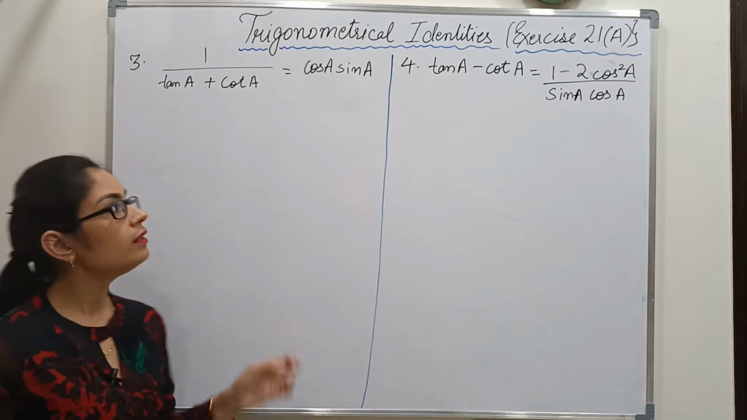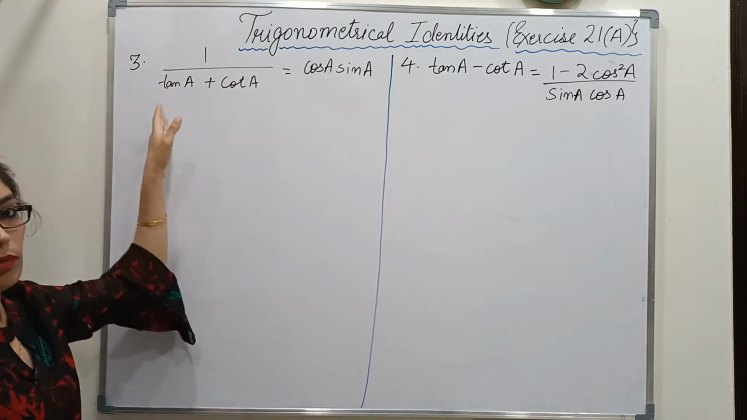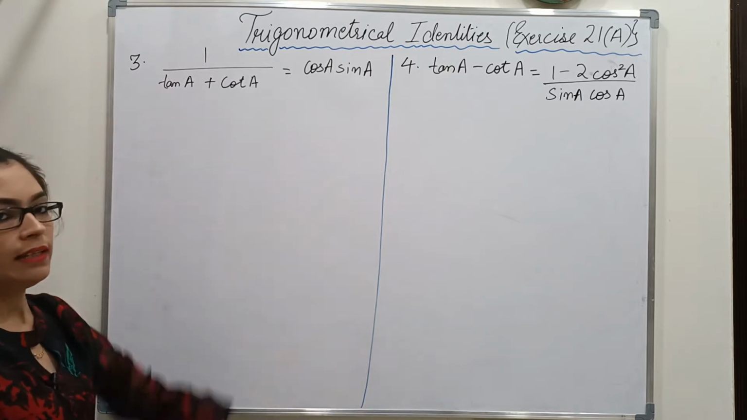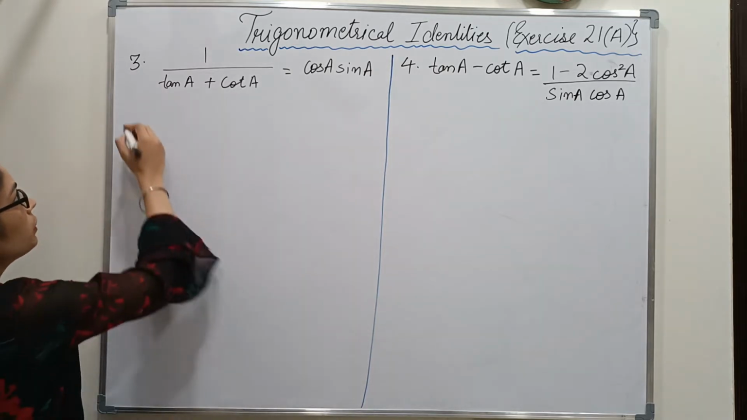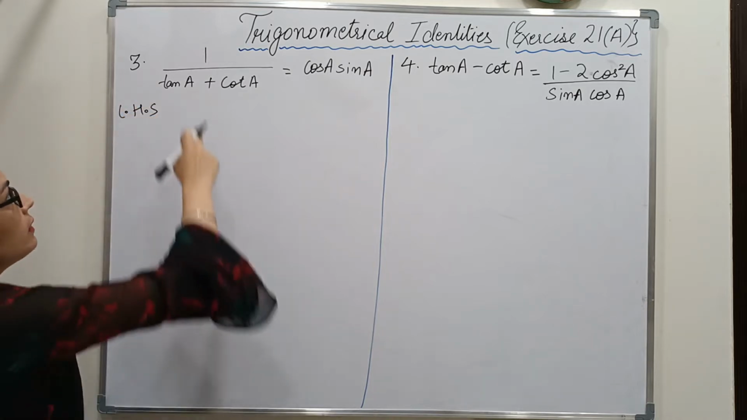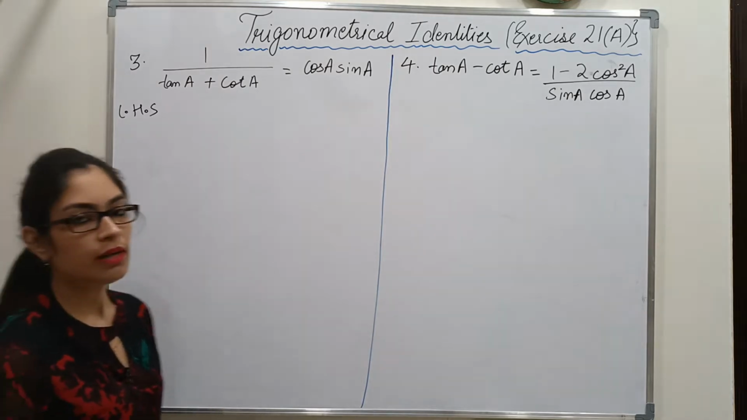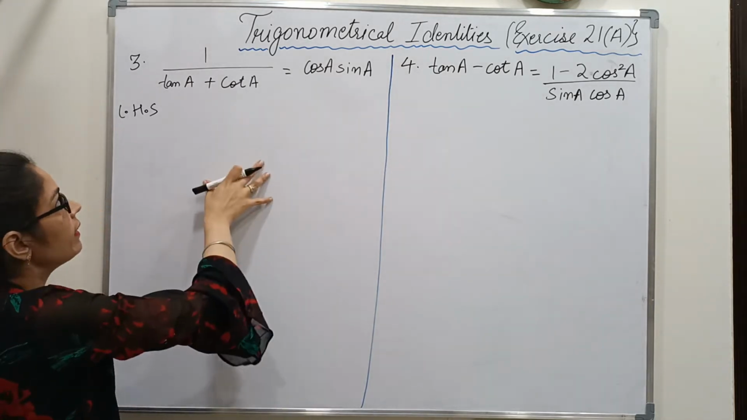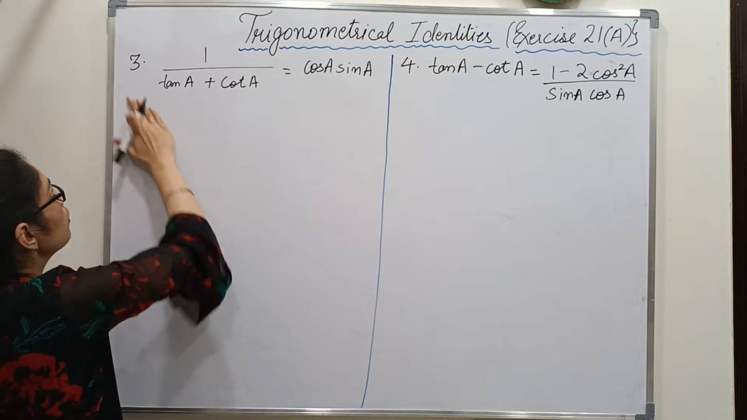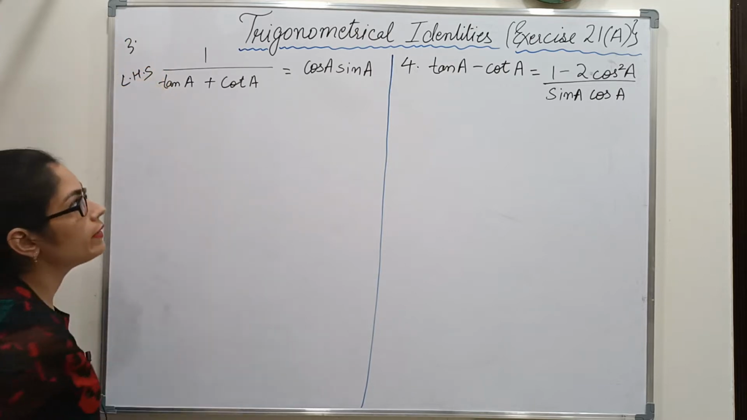Let's start with the third question of this exercise. So we have to prove again this is equals to this. Any side you can pick up. So I am doing it with left hand side. So left hand side is equals to 1 upon tan A plus cot A. So you have to write it. See, I am starting directly. So you have to write left hand side and then start with the question.